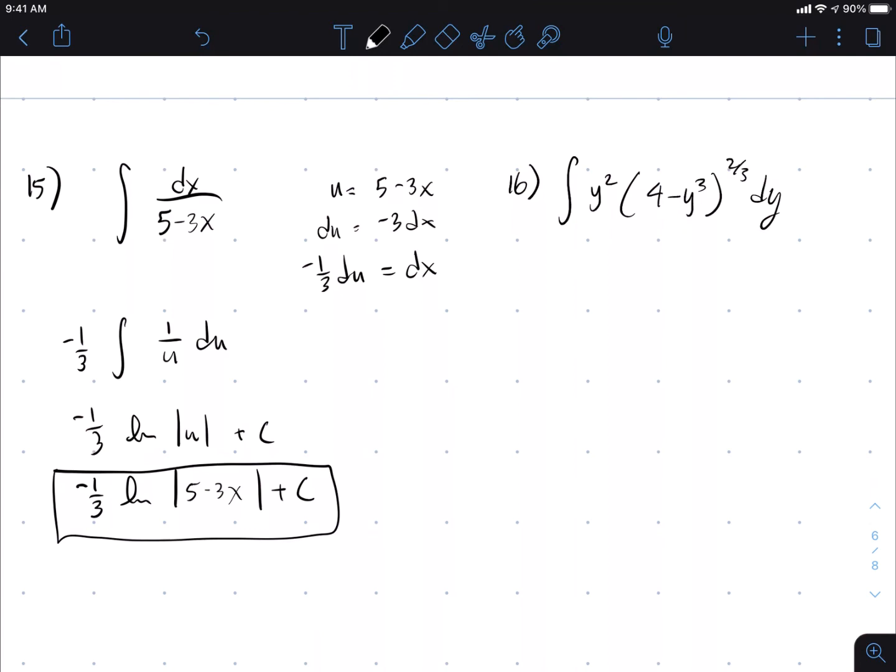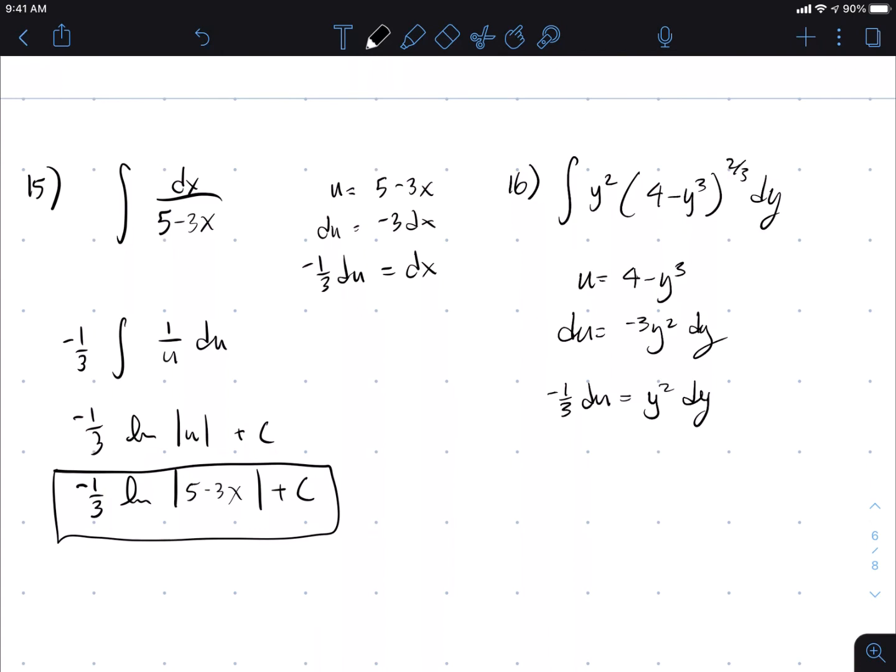U for the 4 minus y cubed. So what do I get? Negative 3y squared. And then we would get negative, what'd you leave out? dy. Because we're in y's, it's in terms of y, so it's dy. Okay. And then it's negative 1/3 du equals y squared dy, and then you can sub out the y squared in front, I think.